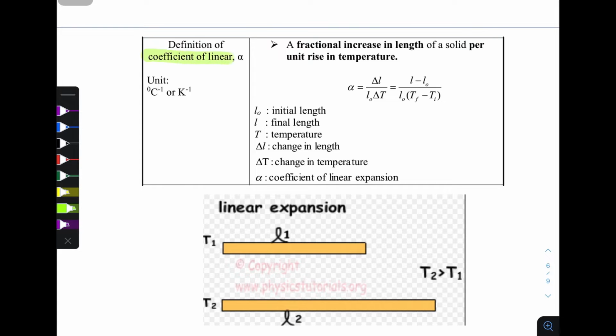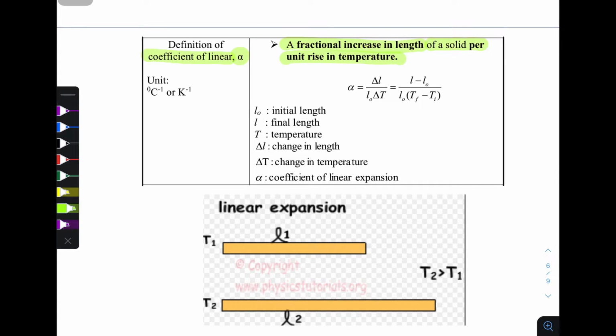Okay, coefficient of linear expansion, you akan declarekan dia sebagai alpha. Okay, so coefficient of linear expansion, which is alpha, is a fractional increase in length of a solid per unit rise in temperature. Okey, alfa ni maksudnya kita ada pekali pengembangan linear ya sebenarnya. Dia adalah pecahan peningkatan dalam panjang bagi solid per unit peningkatan dalam suhu.